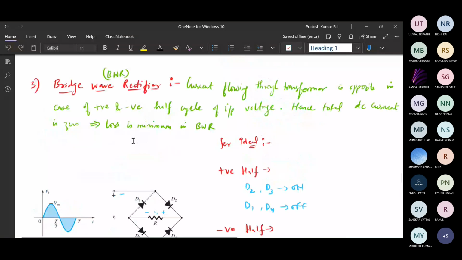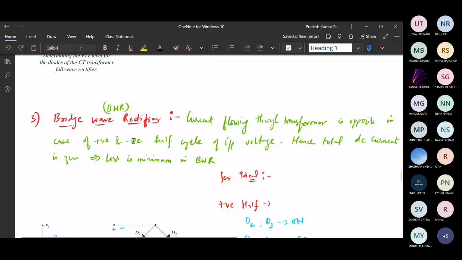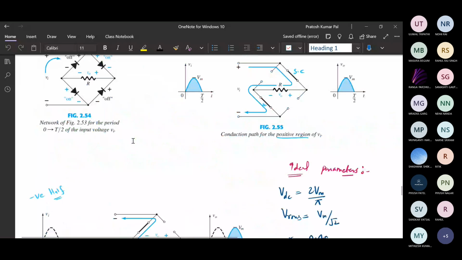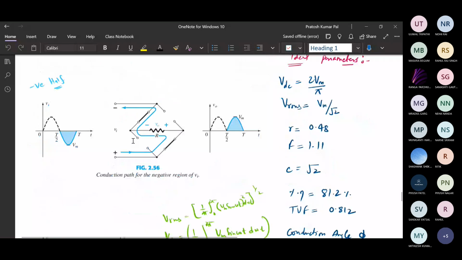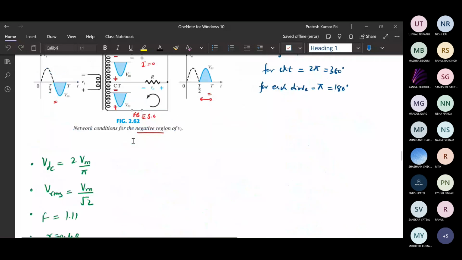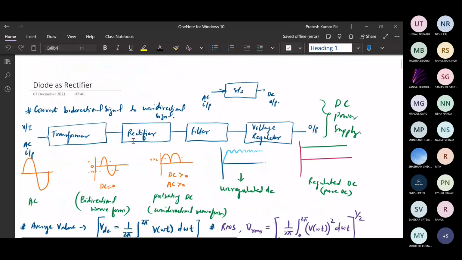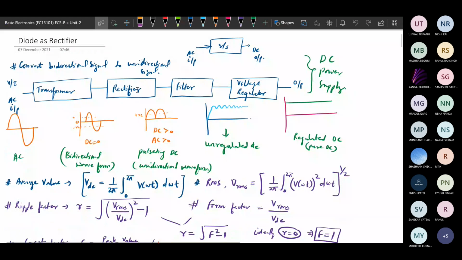We have seen this is the block diagram of a power supply circuit. So we will be having a transformer, then a rectifier, and then after the rectifier we need a filter. Once we have applied the filter, after that we will place a voltage regulator, and then finally we will be getting the output voltage, that will be a DC power supply voltage.